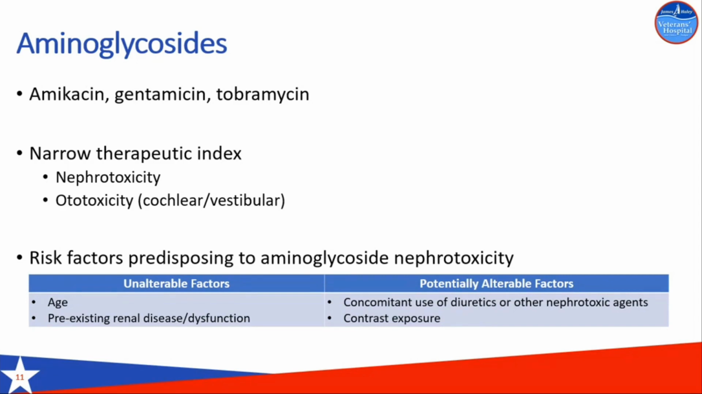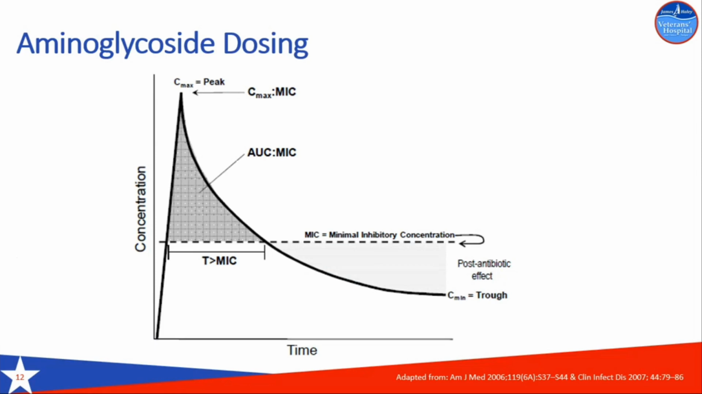And then we have the potentially alterable factors, so concomitant use of other nephrotoxic agents. Are they on an ACE or an ARB as well? Did they just get contrast, or are they going to get contrast for a procedure? Those are things that might limit our use of aminoglycosides or cause us to use a different agent overall.